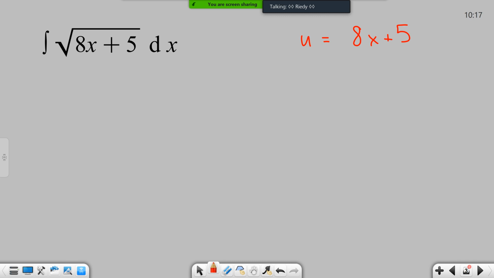Okay, then I take the derivative over here. Now this freaks people out. I'm combining derivatives with integrals. du is equal to 8 dx. Implicit differentiation, because I have two different variables. I have a u and an x. Step 3, solve for dx.